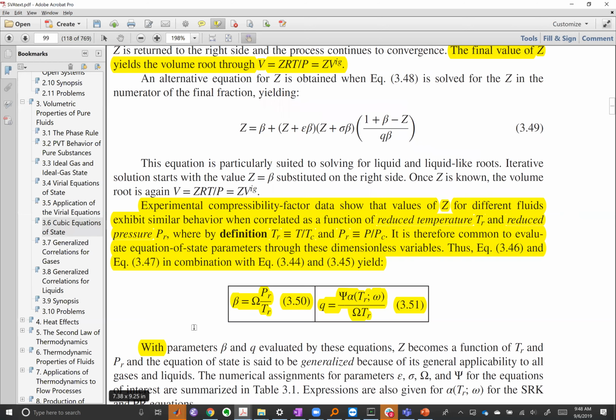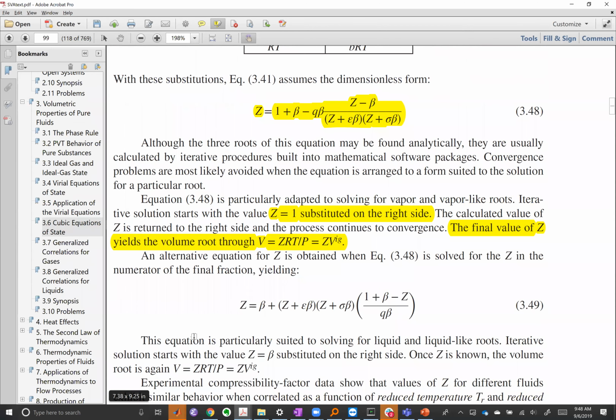So some other rearrangements to 348 gets you down to 349, and it's the same equation, it's just rearranged differently. So this time what you're promised is that if you start with an initial value of z equal to beta, and then you apply that same iteration process, the value of z that's going to be converged upon is not going to be the vapor root, it's going to be the liquid root. So you actually will be able to calculate what the molar density of the liquid is by using the 349 version.